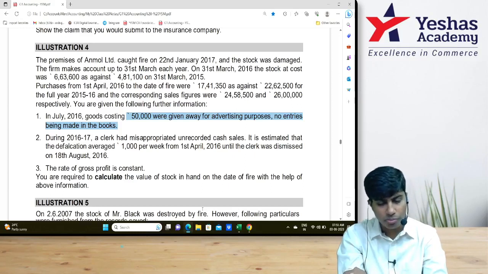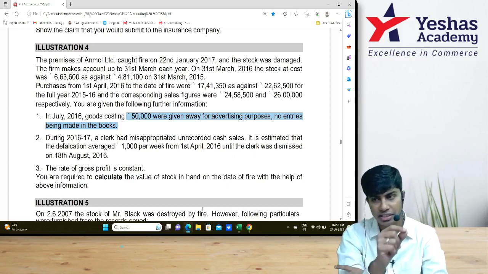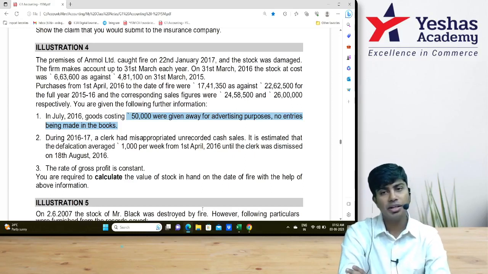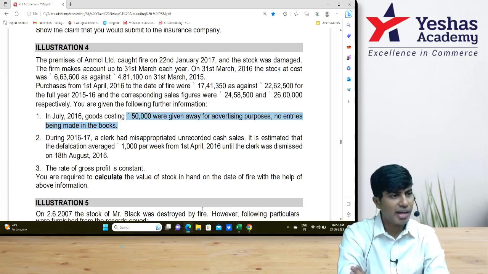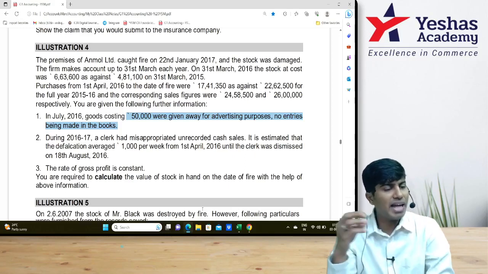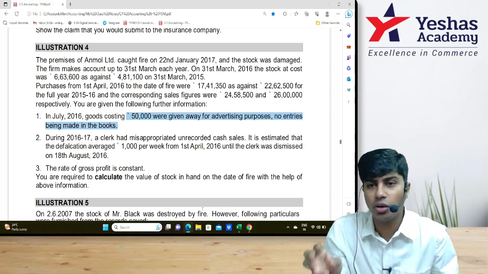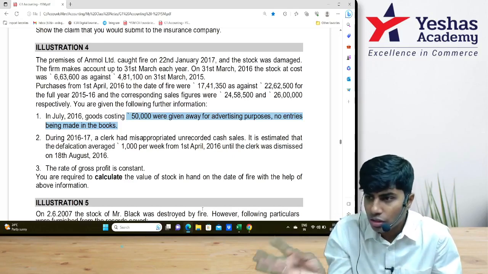So that is what they mean by misappropriated and unrecorded cash sales. Underline that: misappropriated. It means cash is stolen. So when the cash is stolen, he has not written cash account debit, because he cannot bring the cash account into the books of accounts.